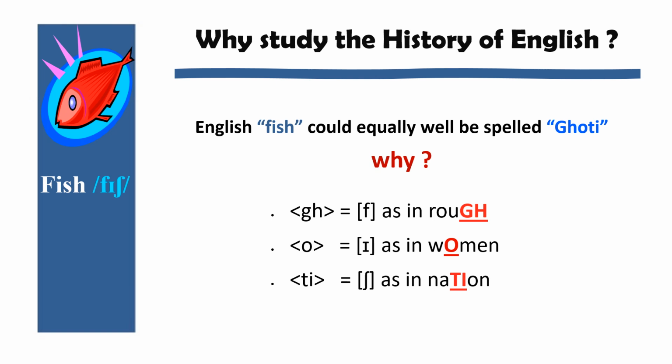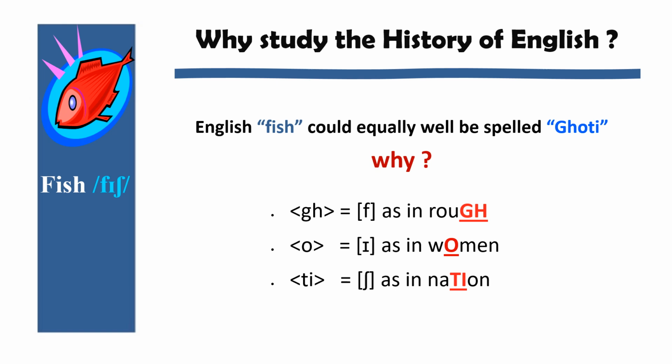So, all right, those are the sounds. If you think about the way these sounds are represented in English, they could equally well be represented in spelling by GH, an O, and then a TI. Why? Because there are other words in which that combination of sounds is used. So, for instance, in the word enough, the GH is pronounced F, so we can put a GH at the beginning of the word to mark out this F sound.